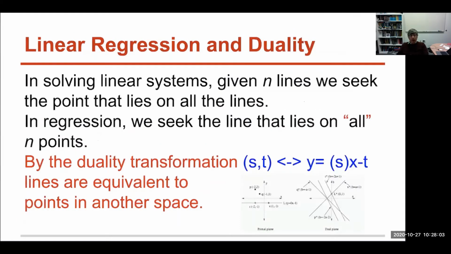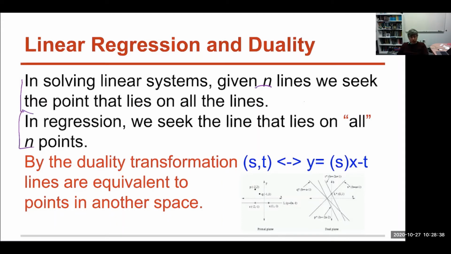So one way that I think about linear regression, when you ask why is linear regression hard or different than solving systems of linear equations: what is solving a system of linear equations? It's basically saying I am given n lines, and I want to know what is the point that lies on all the lines. That is what solving a linear system is. Okay, and you did Gaussian elimination and things like that for that.